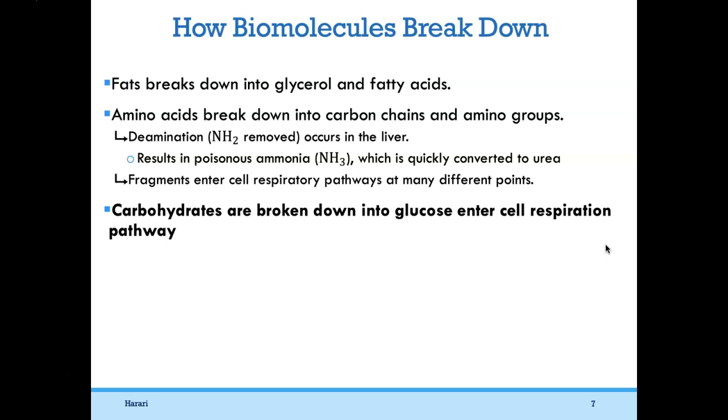But what we're going to focus on today mostly is how carbohydrates are broken down into glucose and how glucose enters the cell respiration pathway. We're going to talk specifically about how glucose gets broken down in cell respiration to make ATP. But just know that proteins and fats can also enter cell respiration and be used to make ATP as well.